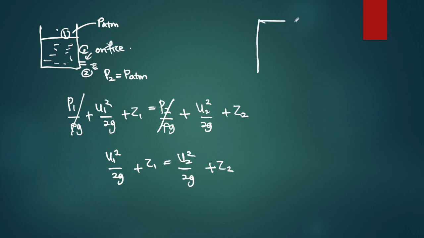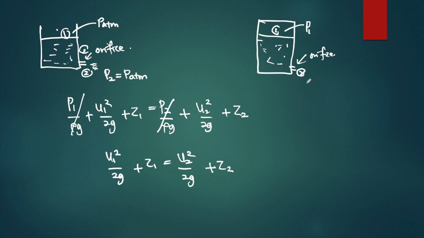So you have a closed tank, then an orifice here, and water inside this tank. What will happen to your point 1? Point 1 will be P1. So you cannot say that P1 is P atmospheric since it is a closed tank. What about point 2? Yes, point 2 is P atm, since it still flows out to the atmosphere. For P1, P1 is not PATM. It has a value.